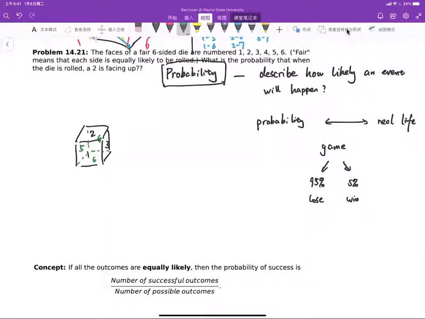All right, so in this case, it's pretty easy. The answer is 1 over 6, because there are 6 sides, and every side is equally likely to be rolled. So that's why the probability for each side to be rolled is 1 over 6. So we just divide the total. Here it should not be called the total number. The 1 here, you can consider it as 100%.